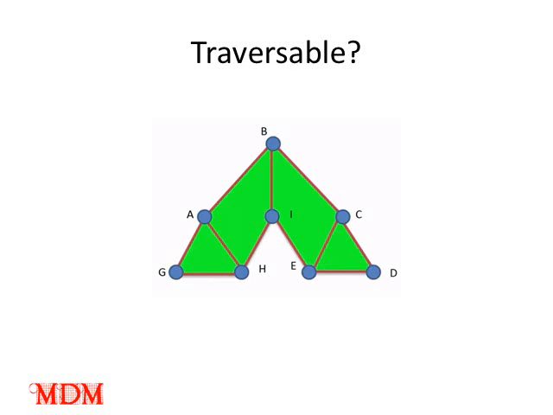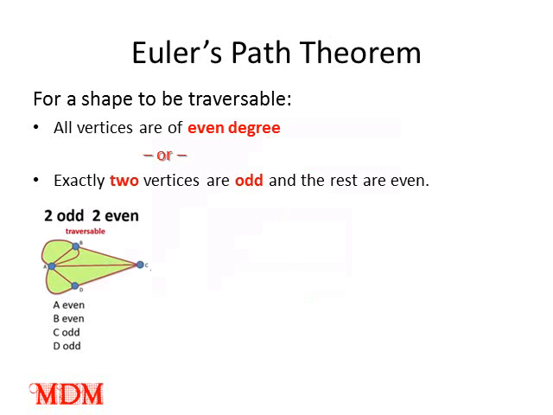And the same is true for this one. We could spend a good bit of time with it trying to decide, is it possible to have a path through this graph? It turns out that it's not. And a way that we can determine that quickly is by applying Euler's path theorem. Euler said that for a shape to be traversable, we had to have one of two conditions.